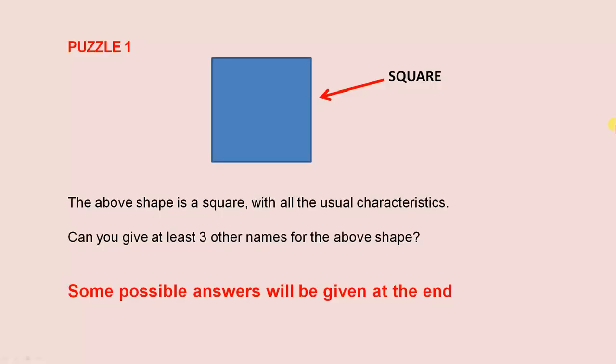Puzzle 1. The above shape is a square with all the usual characteristics. Can you give at least three other names for the above shape? Some possible answers will be given at the end.